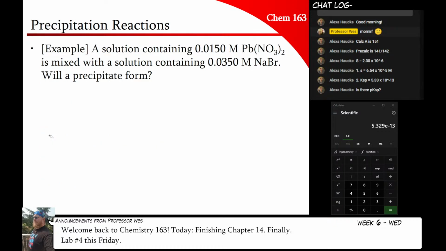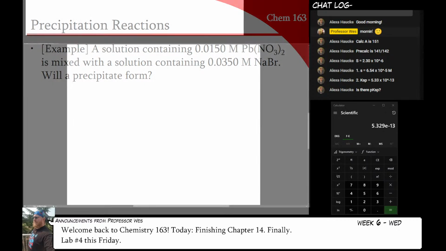All right, let's do some examples with this. I have lead nitrate, and I'm going to mix it with sodium bromide. Will I make a precipitate? Now, you'll notice that I did not give you KSPs for this, so how do you know what precipitate will form? Well, we're going to play what's in the beaker again.